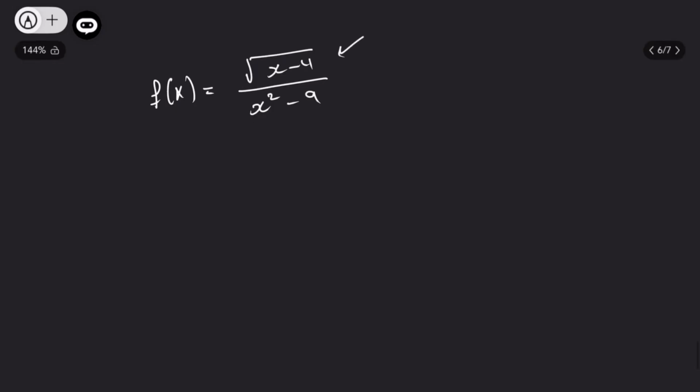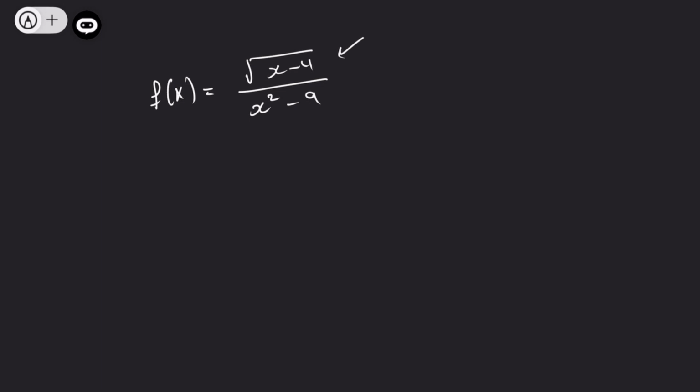Let's have another example where we have the function f of x equal to the root of x minus 4 divided by x squared minus 9. Here you are going to ask yourself two questions. Here we have a radical function, and here we have a quadratic function. Both together make a fractional function, or rational function.